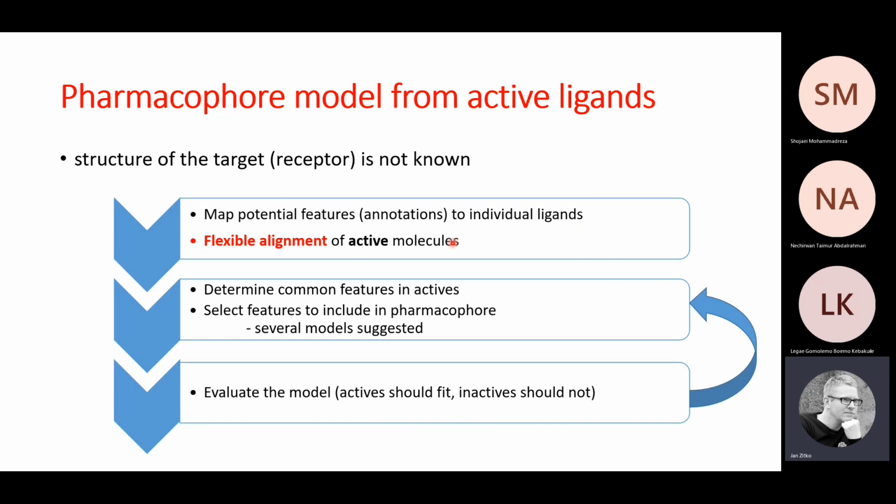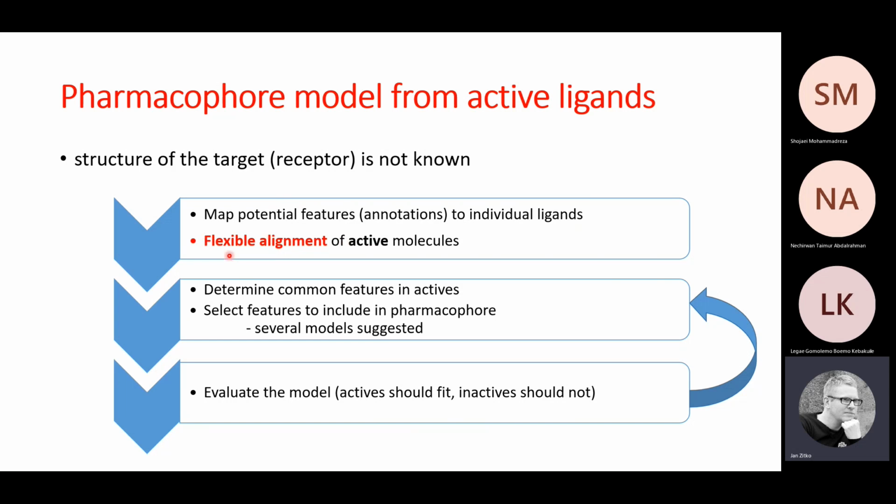So what we will do in this scenario, this would be a ligand-based drug design method. We will just take the individual active ligands. We will map the potential features, so the pharmacophore features, pharmacophore annotations, to the individual molecules, and then we will ask the computer to perform so-called flexible alignment, or flexible superposition of active molecules. This is the central term for this approach, flexible alignment.